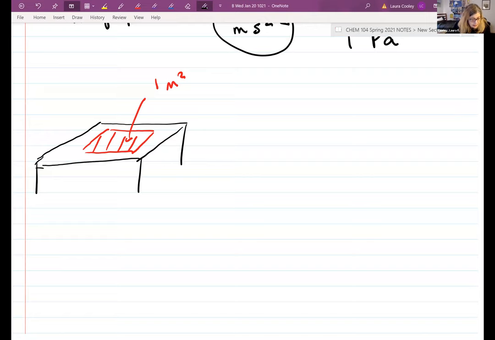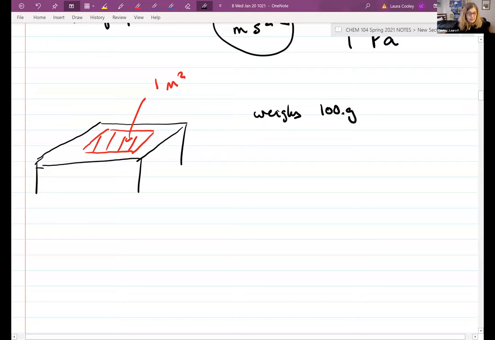And let's suppose it weighs 100 grams, all right? So that's about 1/4 of a pound. That seems reasonable. So it's probably like a thick cardboard. Maybe I'm underestimating what it would weigh, but that's okay. It's fine for the purposes of this example.